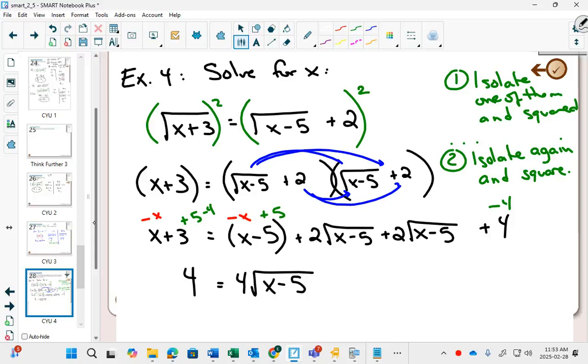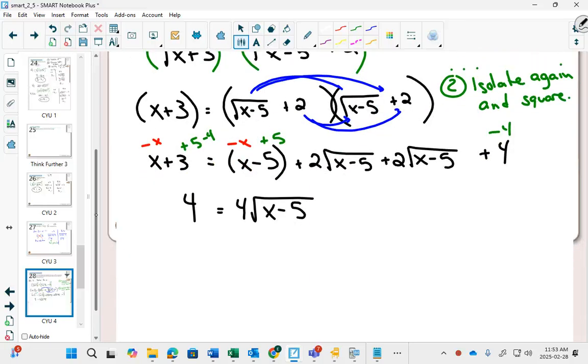It says isolate again. You see that we have the term isolated. You could make your life easier. You could keep the 4 there and square both sides, but since it is very nice to divide both sides by 4, if you can isolate that square root all by itself, it's probably the best. And now we can square both sides again.